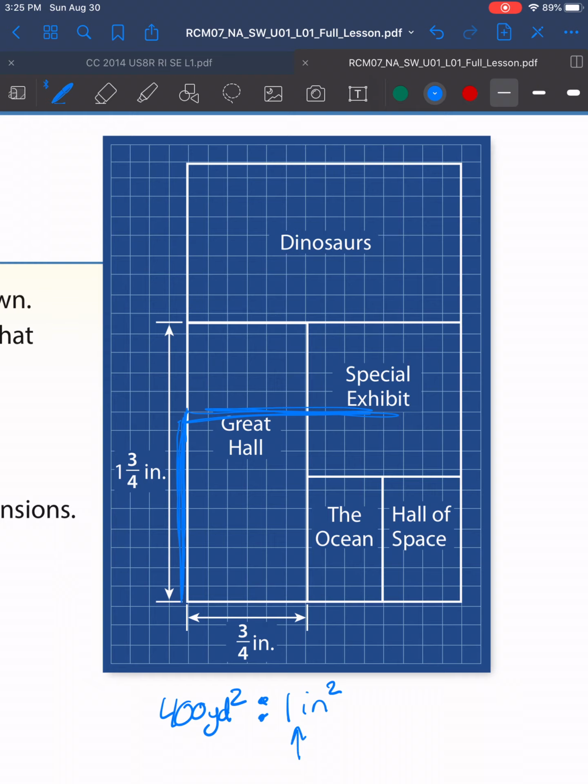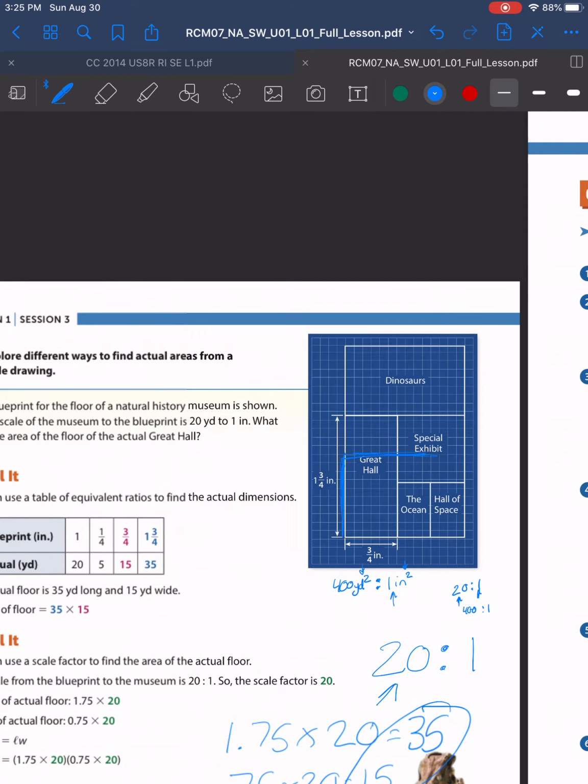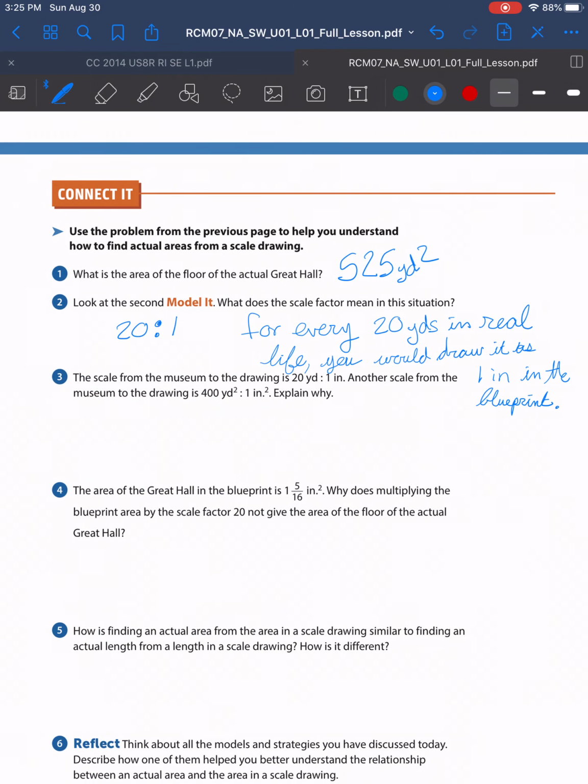So what they're doing is they're saying if you take the area of the normal 20 to 1, if you take this and make it an area, you would take 20 times 20 and get 400, and you would take 1 times 1 and get 1. But you wouldn't just say 400 to 1, you'd have to put the squared in there to show that we used it as area, okay? So it's kind of a silly question. So explain why we could say 400 yards squared is to 1 inch squared.